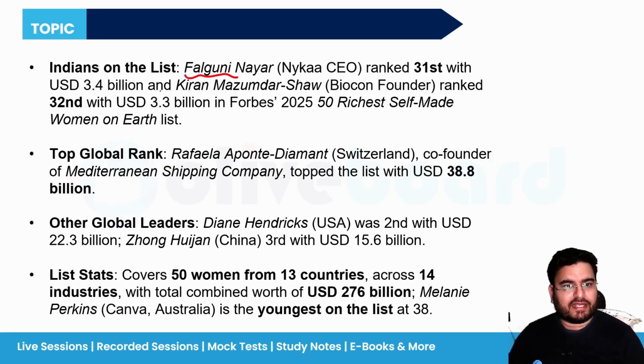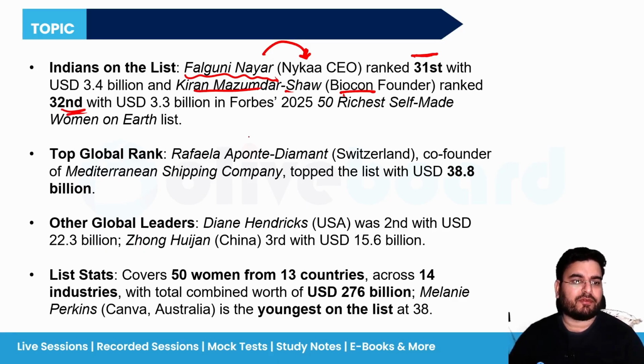So Falguni Nayar, she is the CEO of Nykaa. She is ranked 31st in the entire world. And Kiran Majumdar-Shaw, she is the founder of Biocon, and she is ranked 32nd in the 50 richest self-made women on earth list. So please remember these two names.